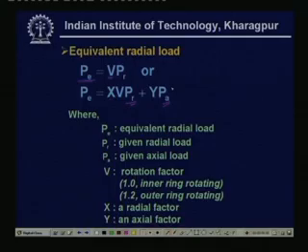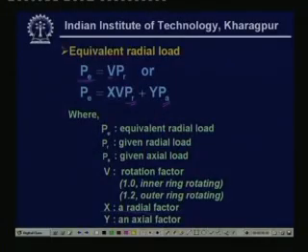Now, V is the rotation factor. Normally, the bearing rotates in which way? The inner race or the inner ring rotates and the outer ring is stationary in the housing. In that case, V has a factor of unity. If it is the other way round, then V has a factor of 1.2.